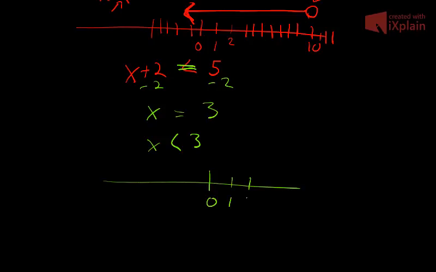And from there, 0, 1, 2, 3, I would draw my circle. It would be going to the left because it's less than, and the circle would be open because there's no equal to.